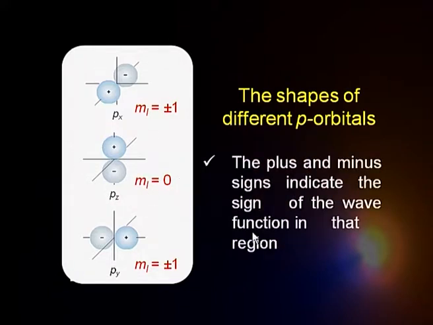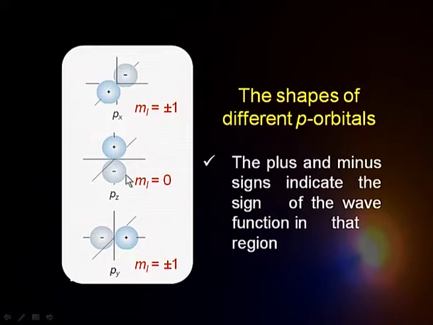Another thing we have to make a note of here is that when I draw any orbital of this kind, I have shown that there is a positive sign and a negative sign there. This plus and minus is not charge. This basically refers to the sign of the wave function in that region. That means if I plot, say, pz, in this region the sign of the wave function will be positive, and on this side it will be negative.